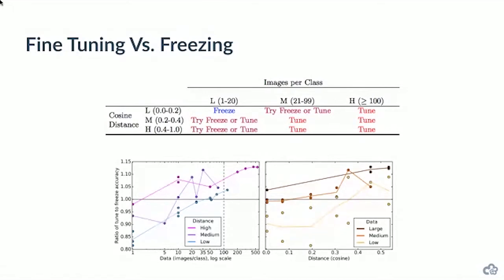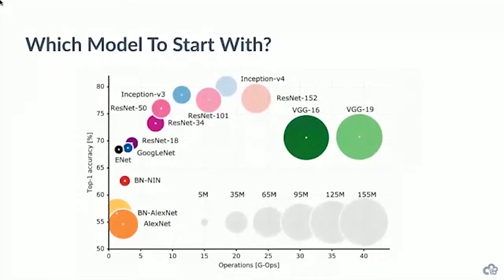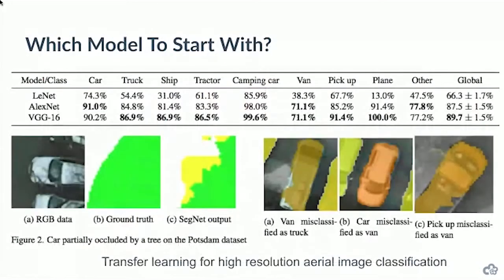A lot of people ask me, which model should I start with? A lot of people are concerned about that because there's more and more models out there today. And it used to really matter, right? So these are results from a paper where they talk about, is it better to use LeNet, AlexNet, or VGG? This paper is maybe 2 or 3 years old. And they find that basically VGG is almost always the best model to start with.